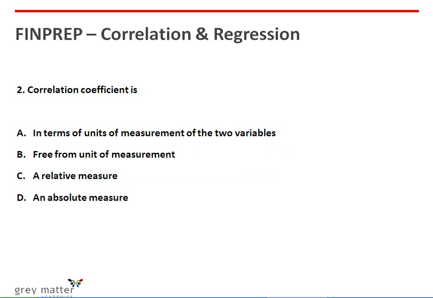Second question, correlation coefficient is, out of the 4 options given, it is the B option, which says free from unit of measurement. This is the most appropriate answer for the question correlation coefficient. It cannot be in terms of units of measurement of the two variables. It's not a relative measure. It's not an absolute measure. So the only closest or correct answer is option B, which says free from unit of measurement. Correlation coefficient is B option, which says free from unit of measurement.